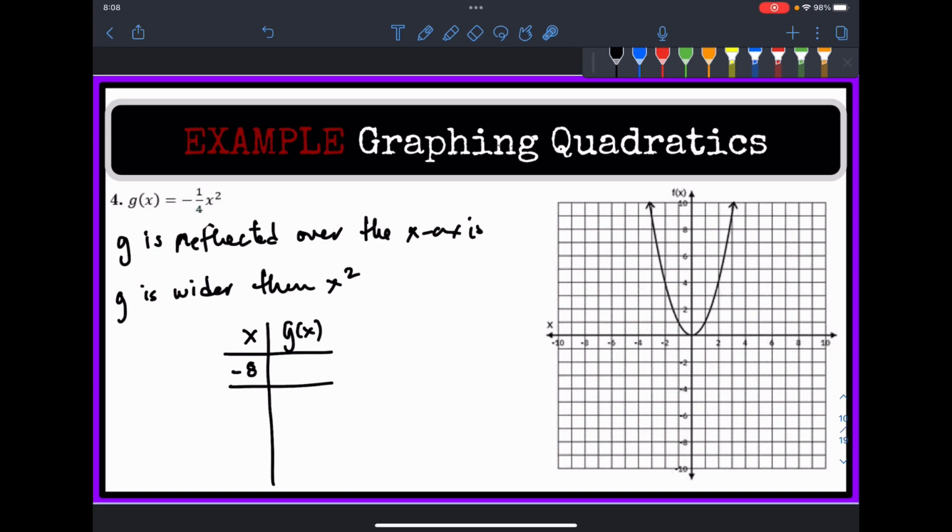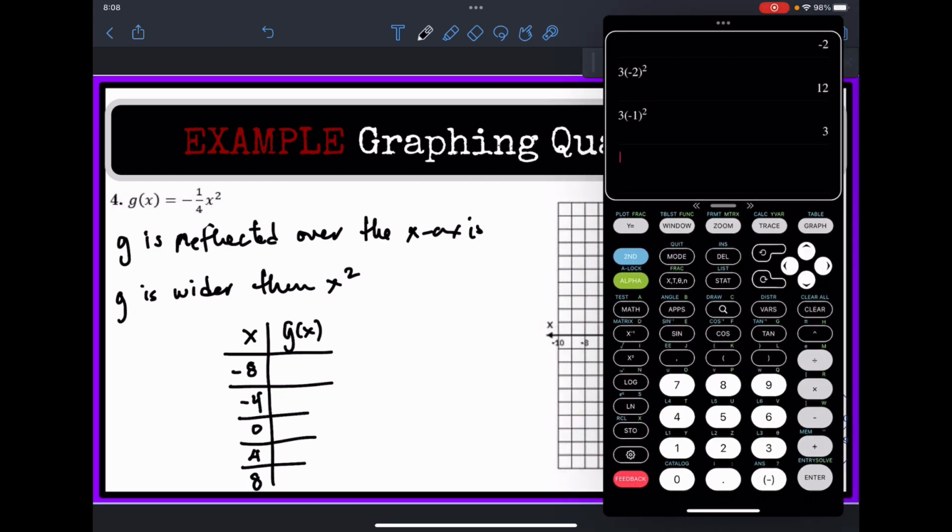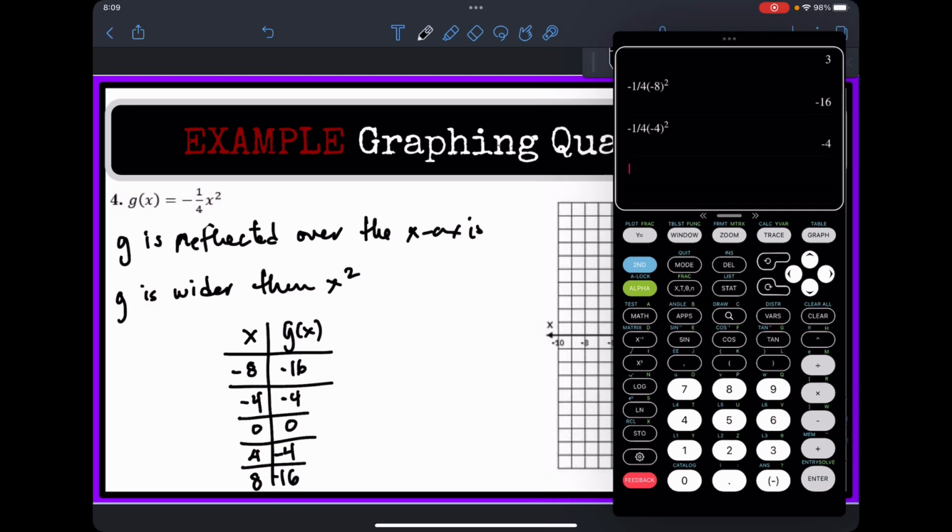So -8, -4, of course 0, +4, and +8. So -1/4 is written as -1 divided by 4, and we're going to replace the x with -8. That's equal to -16, which means this is +16. And that's equal to -4, which means that this is -4 as well. -16 down here. Okay, so let's graph this.